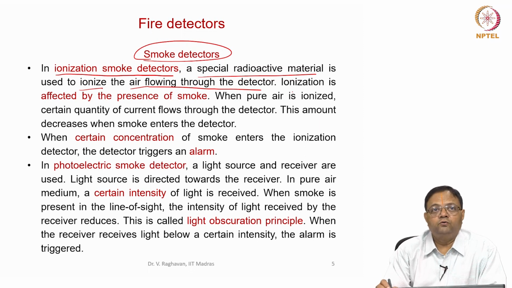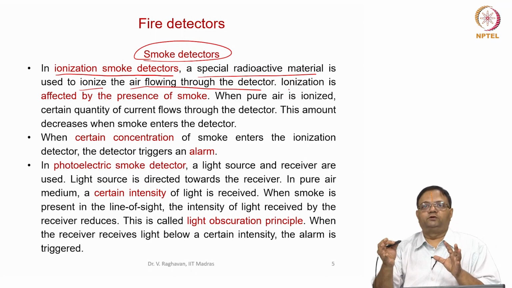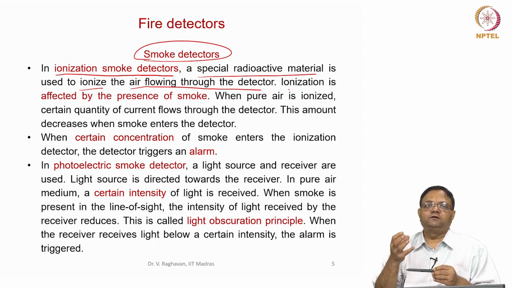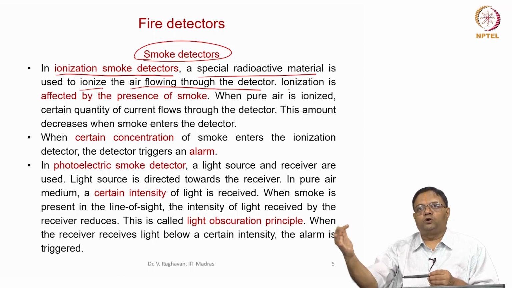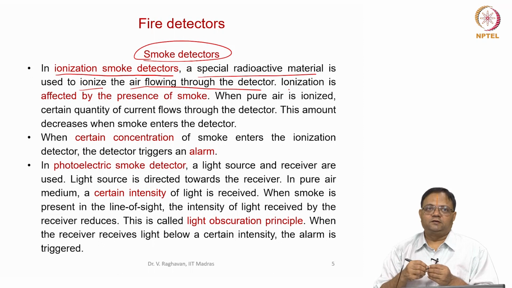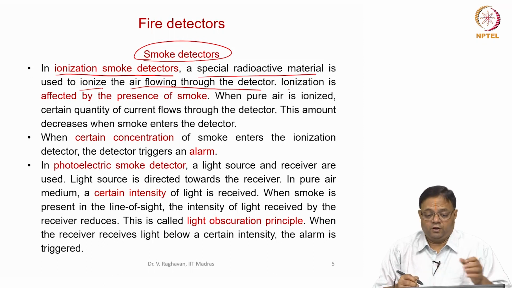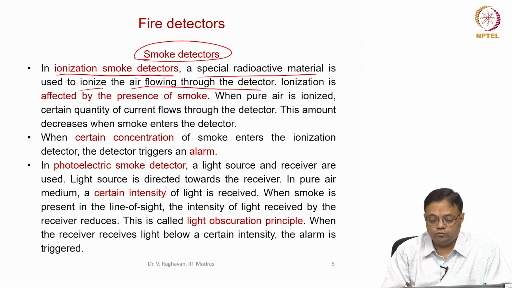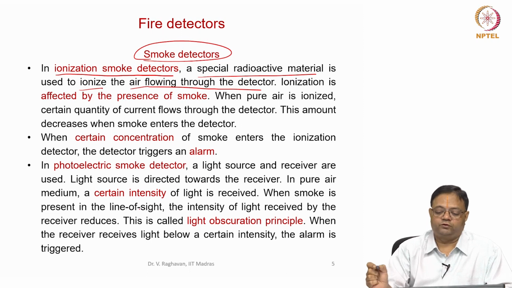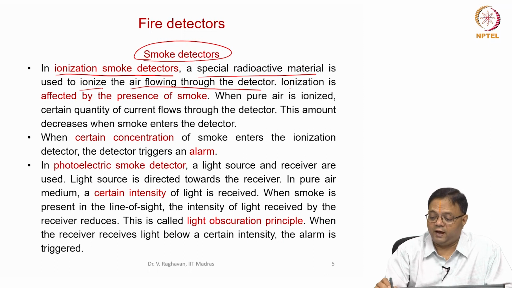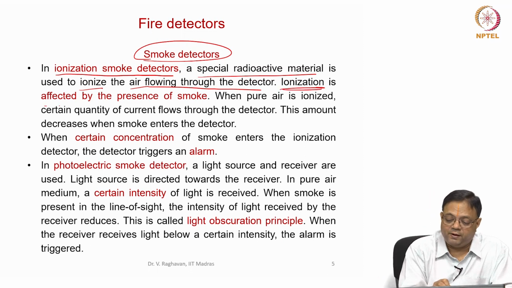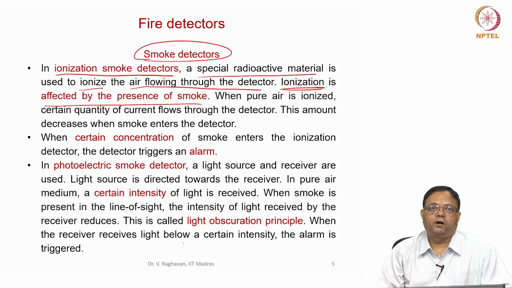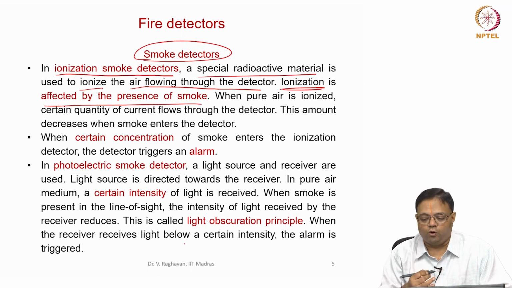When pure air flows through this detector, the radioactive material will ionize it, and we know the output of that, how much it has been ionized and so on. However, when the air contains soot particles, or smoke passes through this detector, the ionization is affected by the presence of soot particles.